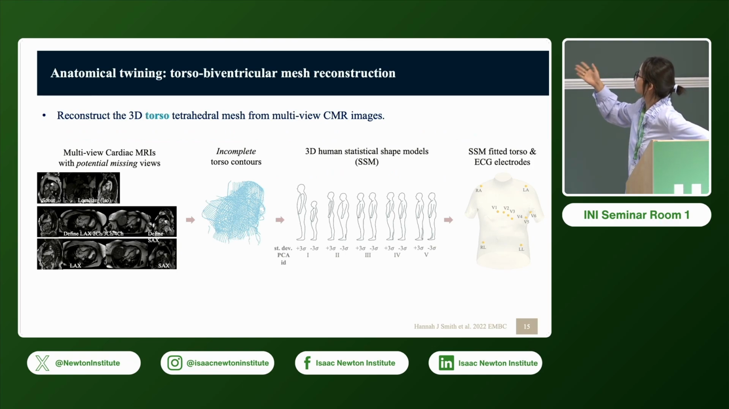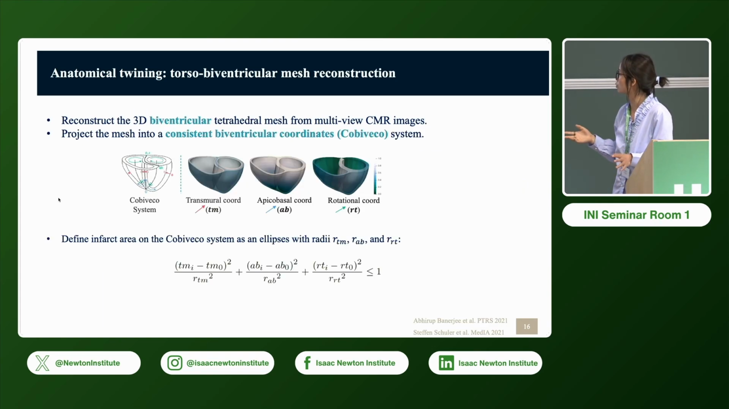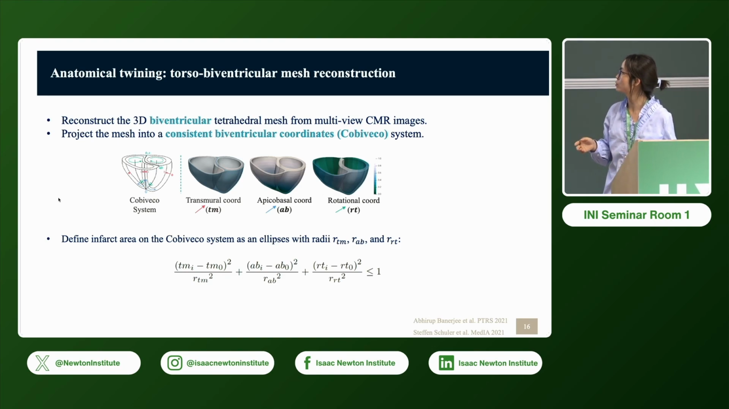We employ the image to extract contours and employ the statistical model to create the torso geometry, and we can identify the location of the electrodes. And using a similar strategy, we can also do the biventricular segmentation and the geometry reconstruction. To consider the anatomical variability among different subjects, I projected the 3D geometry onto a consistent biventricular coordinate system. By doing this, we can represent the infarction distribution in a unified way for different subjects.